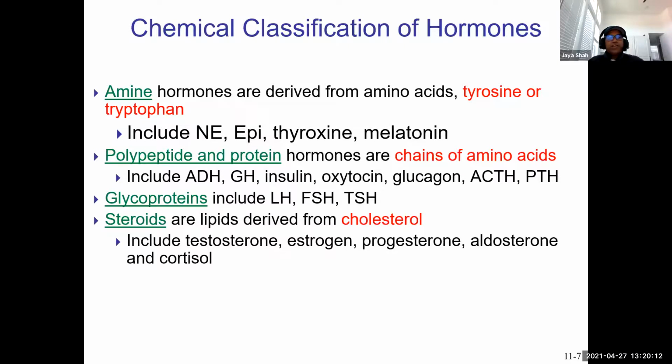negative charge, and the phospholipid bilayer inside the plasma membrane always makes it harder for the water soluble hormones. So these hormones cannot get inside the cell easily. They need some carrier to take them inside. Whereas steroid hormones can easily pass through the plasma membrane and get inside the cell, into your cytoplasm.